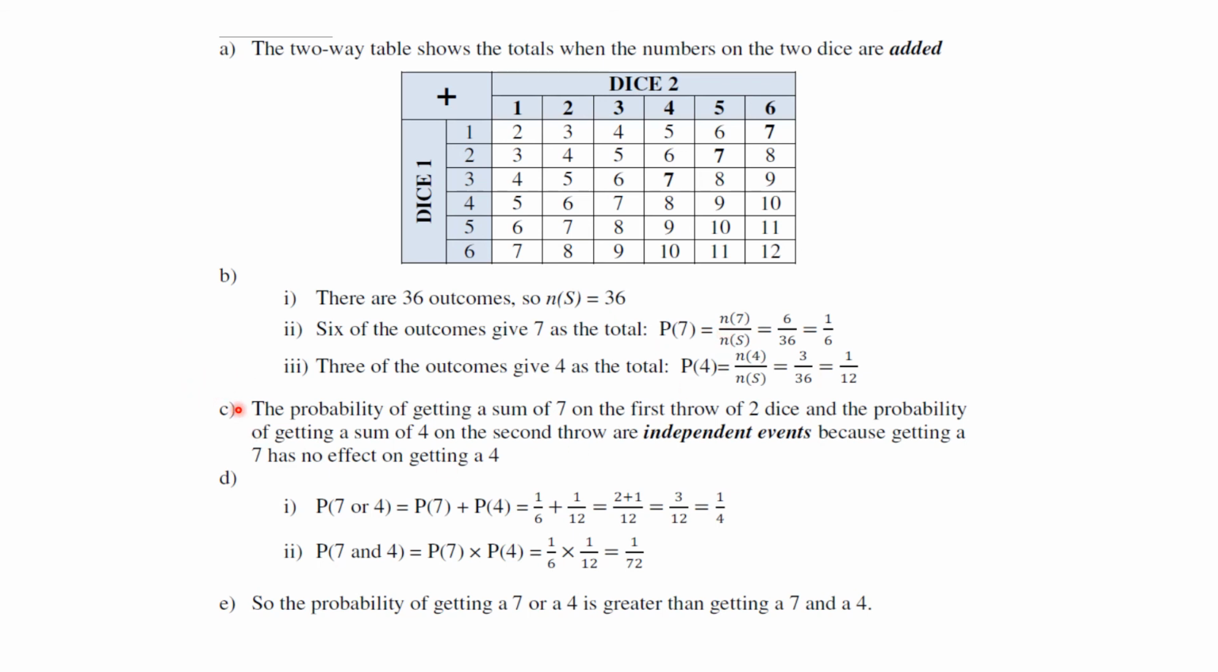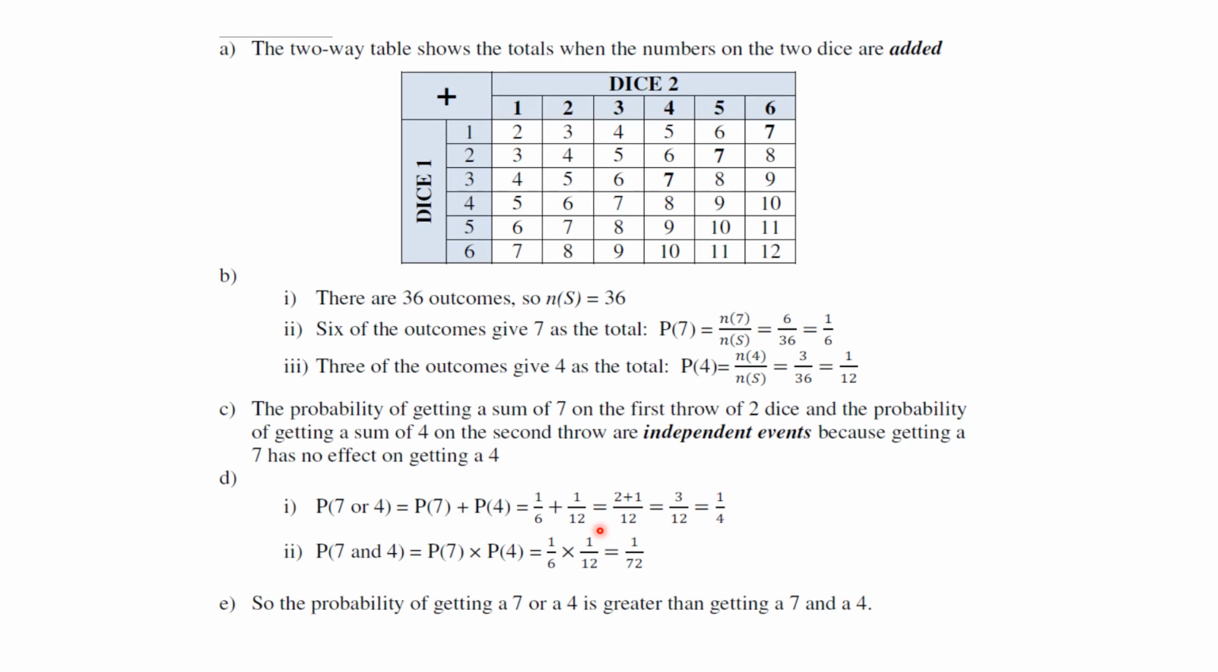And the next one, there are 3 outcomes that will give you 4 as a total. How do you get that? You have a look here, there's a 4 here, 4 here, 4 here. So there are 1, 2, 3. So 3 out of the total outcomes, which is 36. So your probability is 1 out of 12.